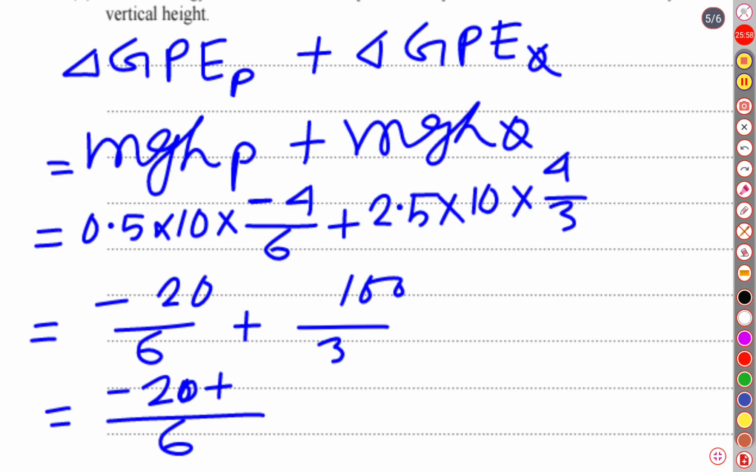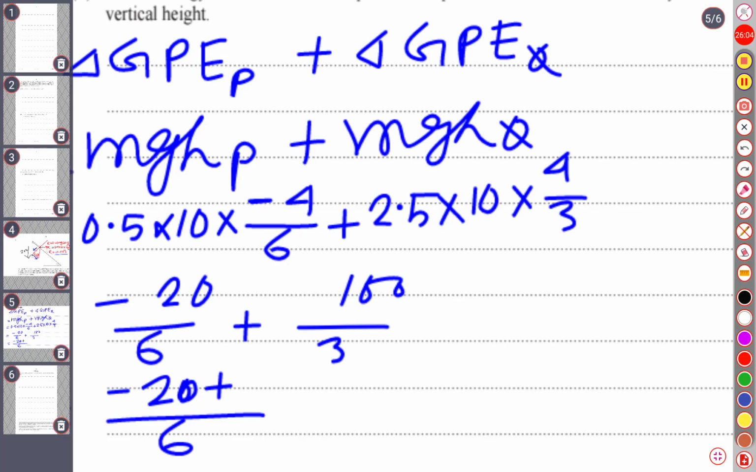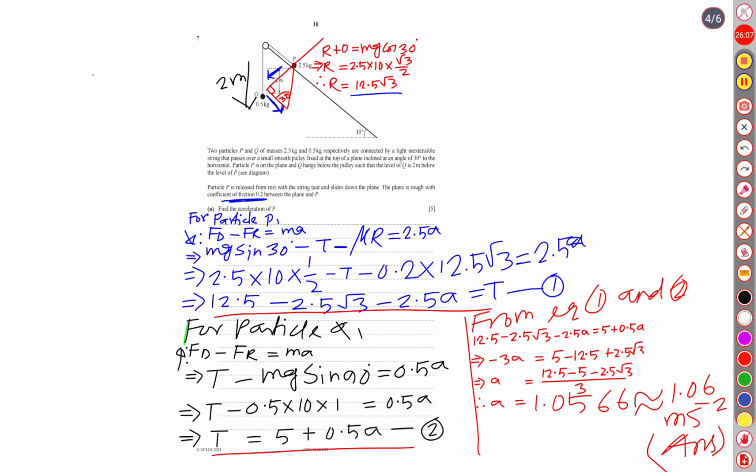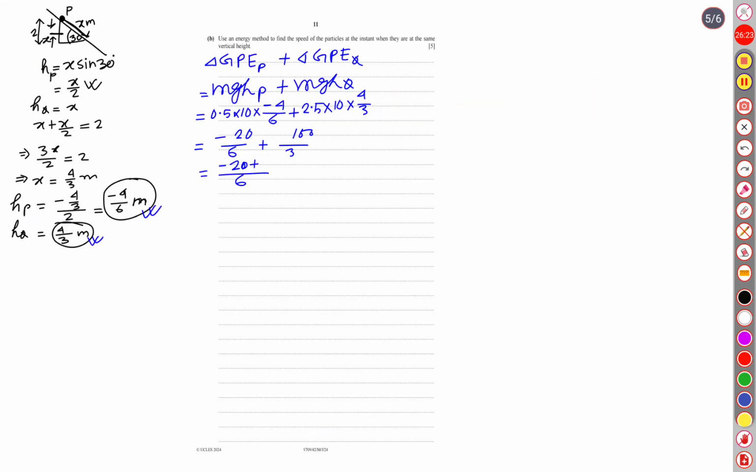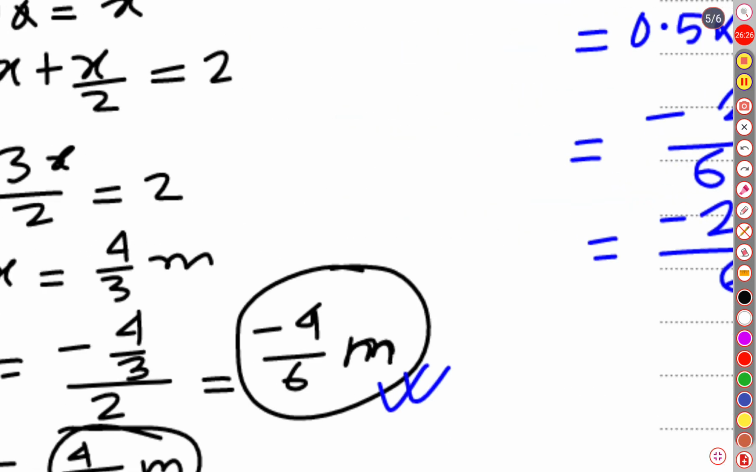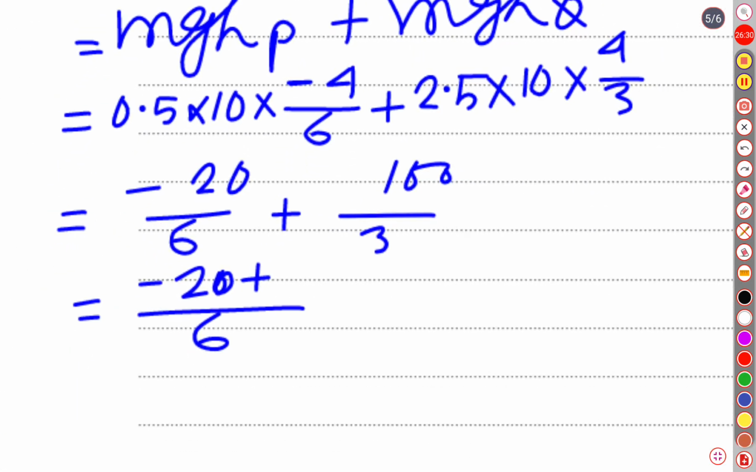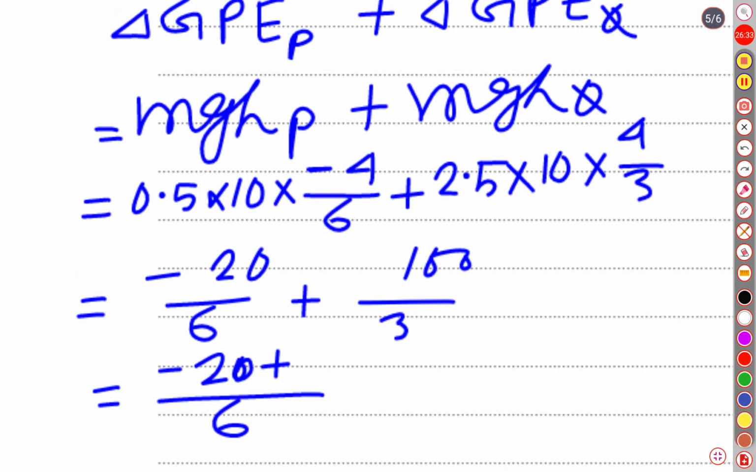Sorry, we made a mistake in writing the mass of the particles. Let's see what the masses were. Look at this: the mass of particle P was 2.5, and the mass of particle Q was 0.5. Let it be inserted. So for P it is 2.5, whereas this one is 0.5.